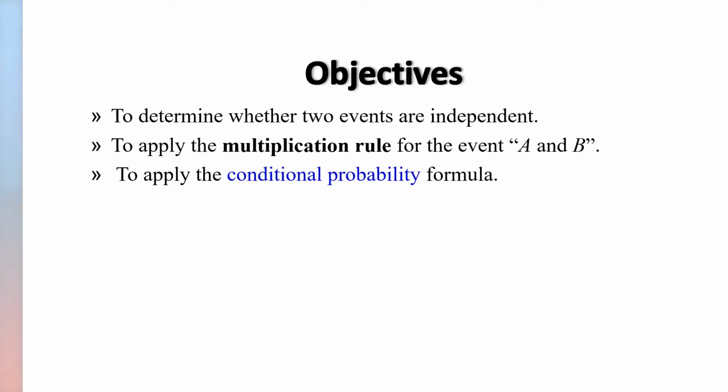By the end of this lesson, you should be able to determine whether two events are independent, to apply the multiplication rule for the event A and B, to apply the conditional probability formula.